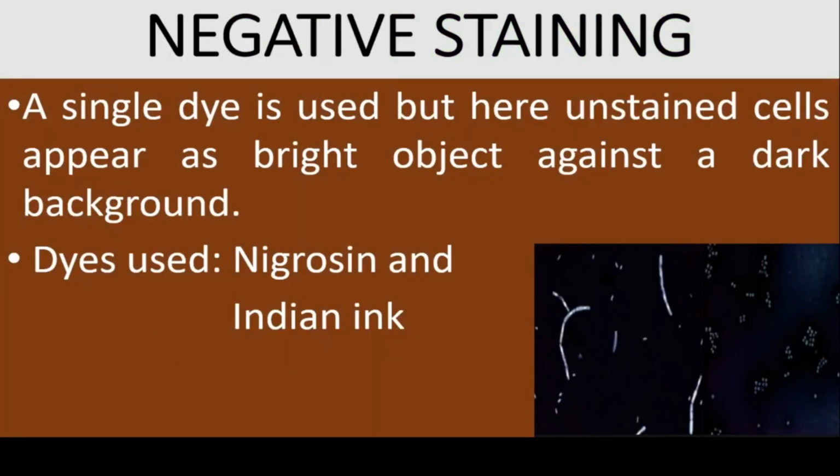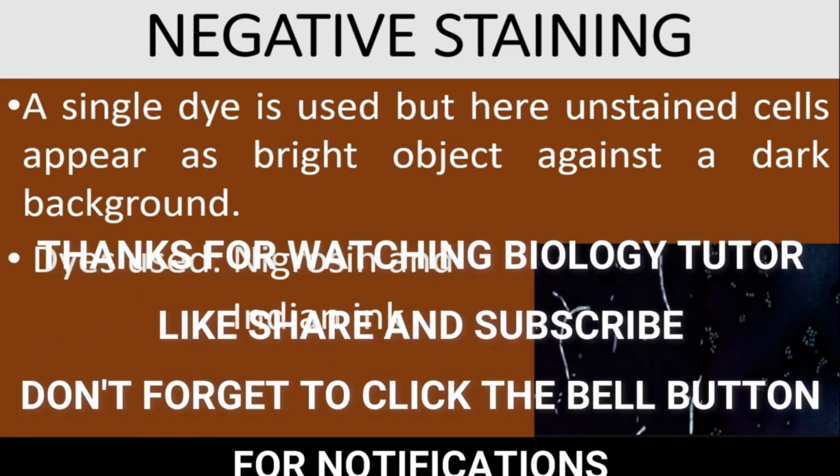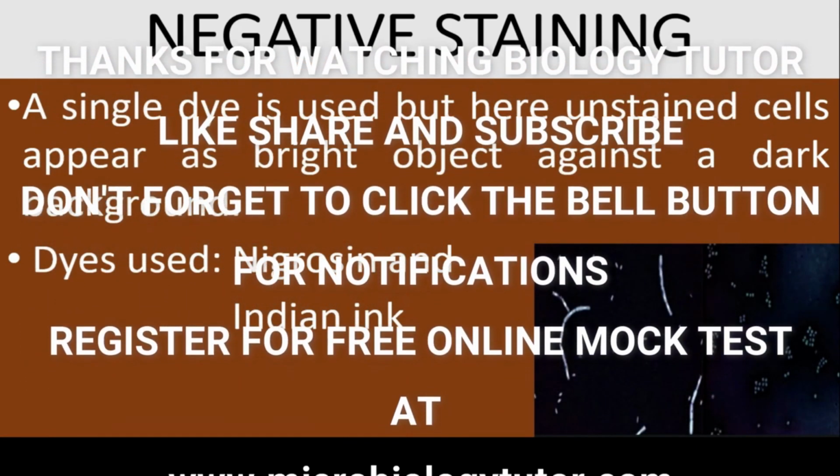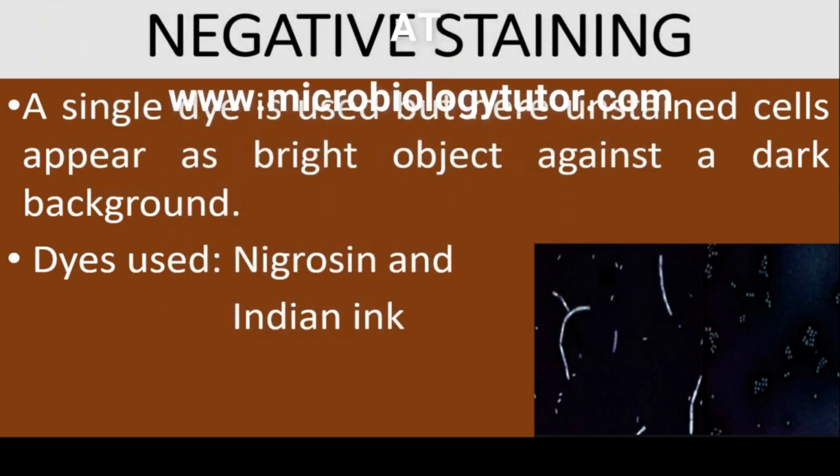Negative staining. A single dye is used. This is also a simple staining technique and only one dye is used. A single dye is used, but here unstained cells appear as bright objects against a dark background. Here the background is dark and the cells appear bright in color. Here nigrosin and Indian ink are used.